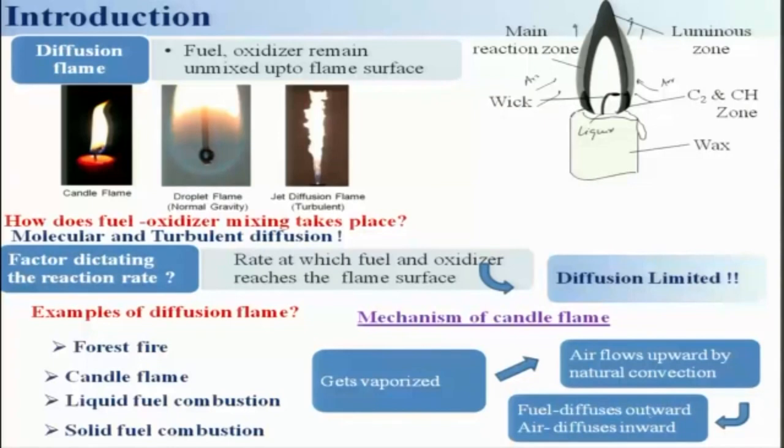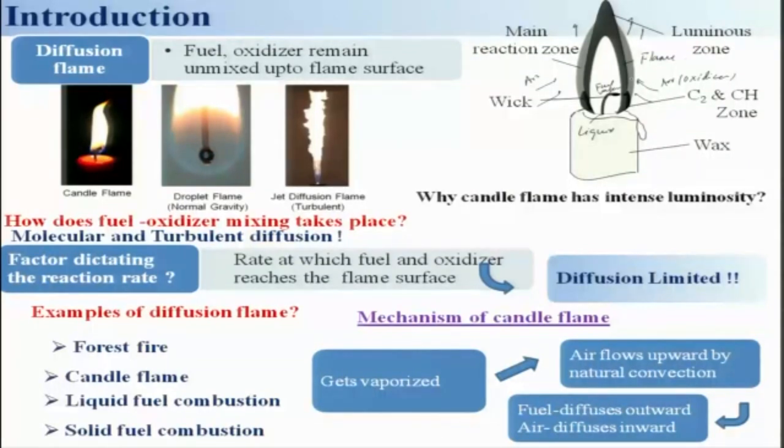And fuel and oxidizer diffuse. Let us say this is the fuel vapor and this is your oxidizer, which will be moving towards the flame surface. This is your flame surface, the luminous flame, right? So this will be getting diffused. The fuel diffuses outward, and then the oxidizer, air, will be diffusing inward toward it, and as a result, on the flame surface, it will be getting consumed, and then you will get the flame.